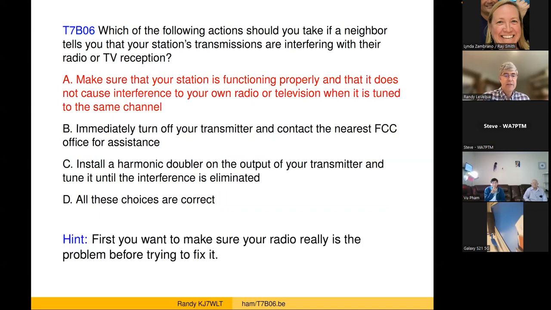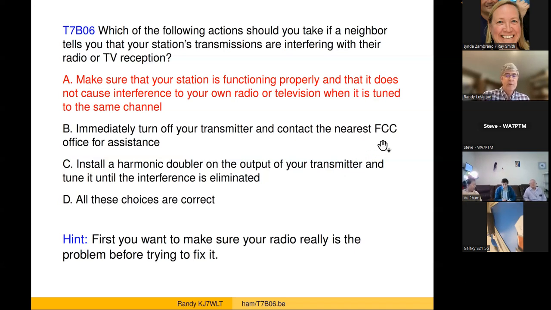Well, the first thing to do is always make sure it really is your radio that's the problem. And a good way to test that is to turn on your own radio or television and then transmit on your ham radio the way you were when you got this complaint, and see if that's causing any problems on your own radio or television. If your own radio and TV are in the same house as your ham radio, then they're probably going to suffer the same problems your neighbor is if it's really your radio that's to blame. And so before doing any of these other things, the first thing you should do is try to determine whether it really is your ham radio that's causing the problem.